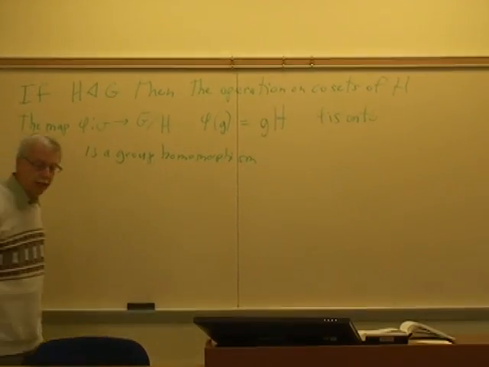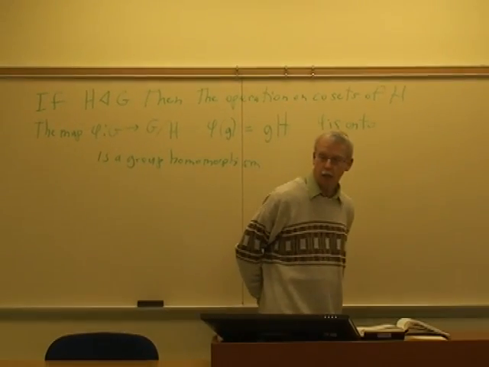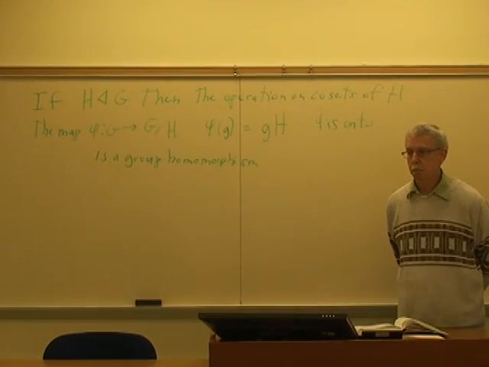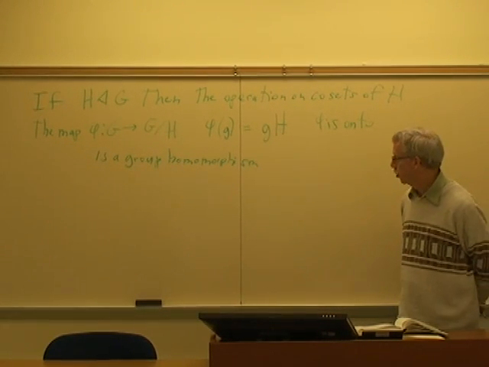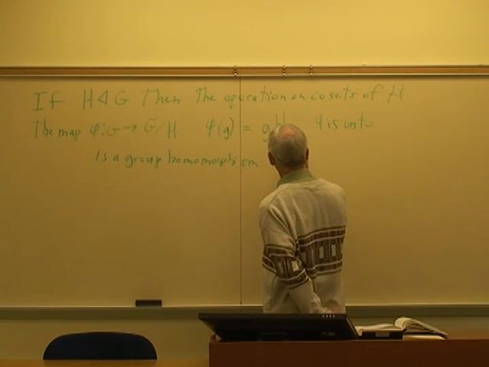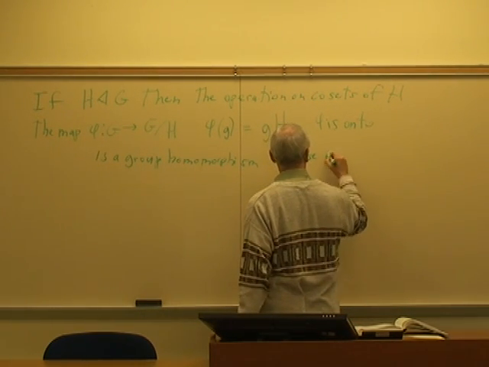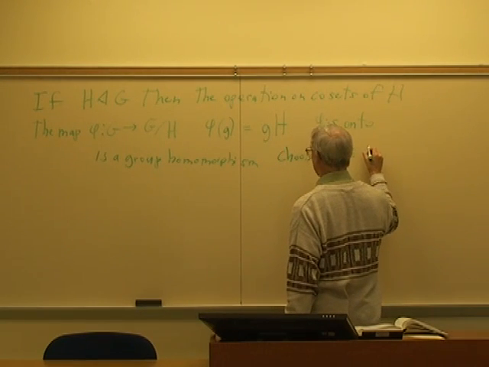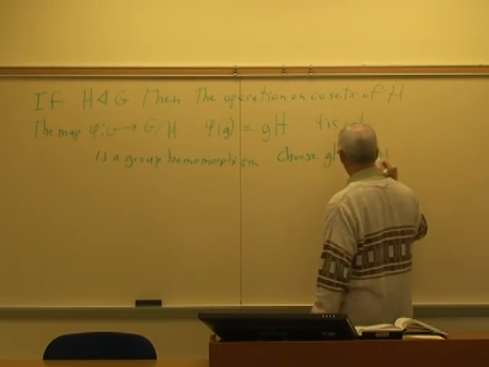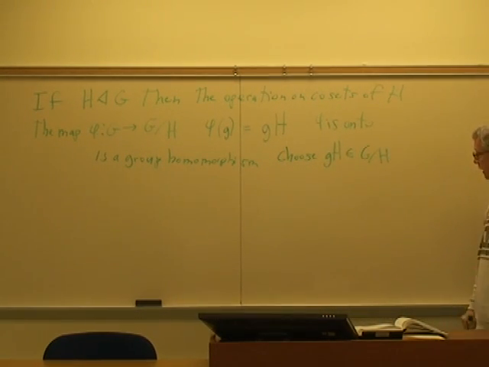Okay, how do I prove that any function is onto? Where do I pick an element to prove onto? In the codomain. So choose gH in G mod H, right? That's what an arbitrary element in there looks like.